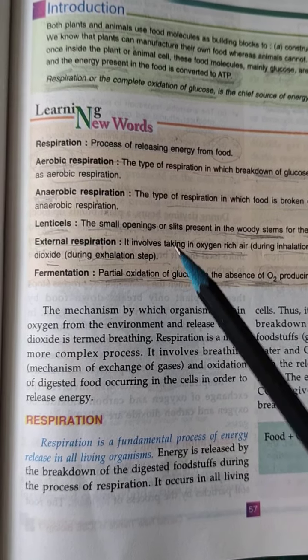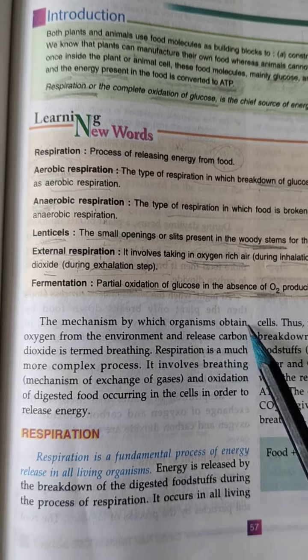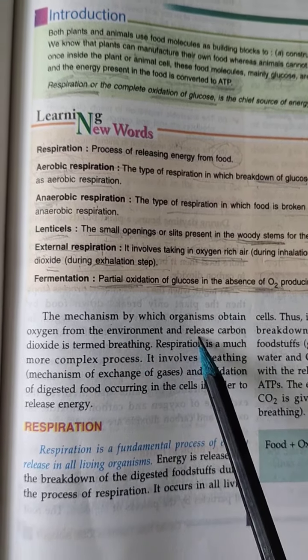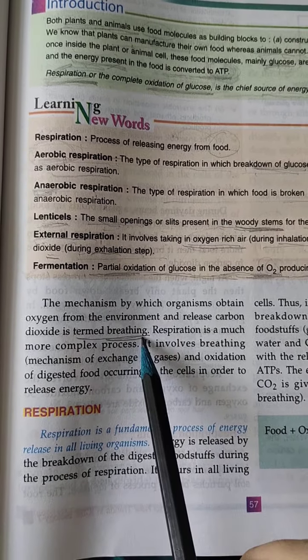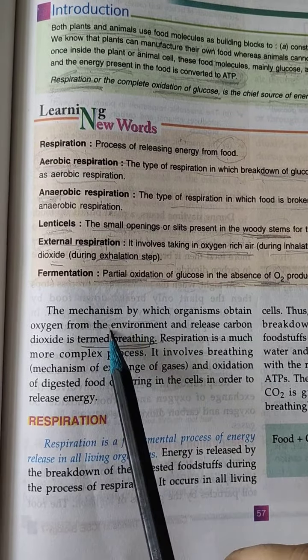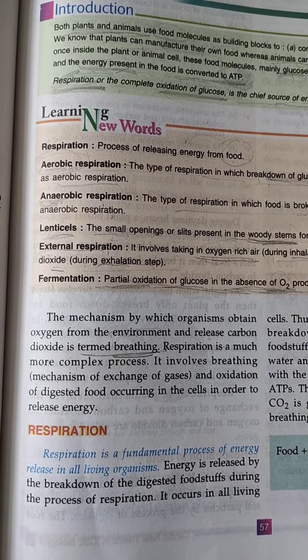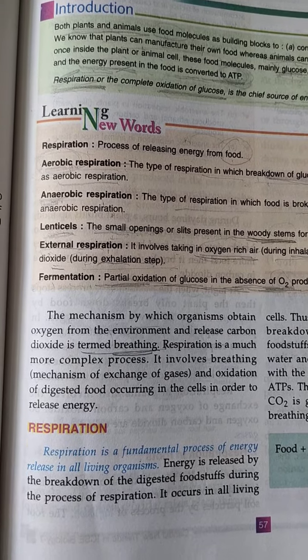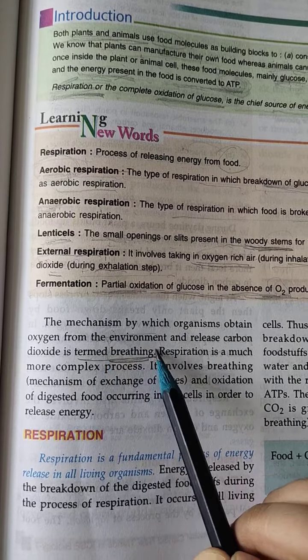Now we will start the chapter with the topic: the mechanism by which organisms obtain oxygen from the environment and release carbon dioxide is termed breathing. What is breathing? Breathing is a mechanism or the process through which living organisms get oxygen from their surroundings and release out carbon dioxide. Okay? We all know we all breathe.